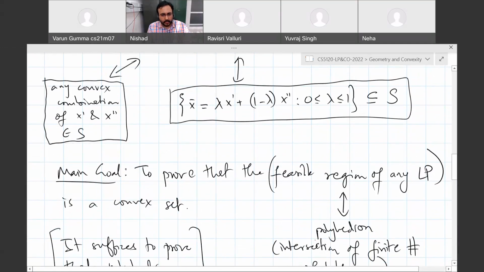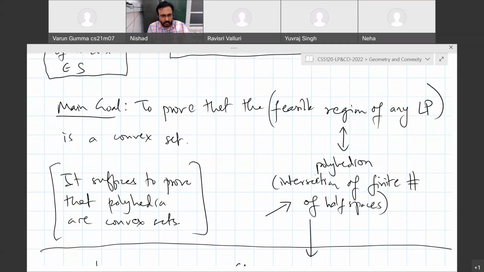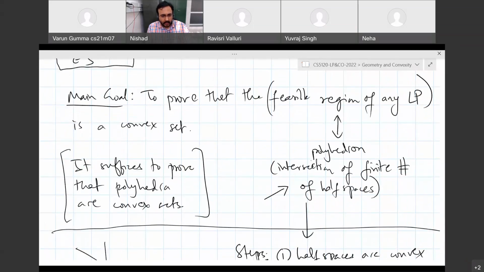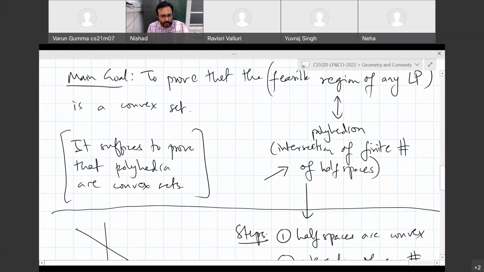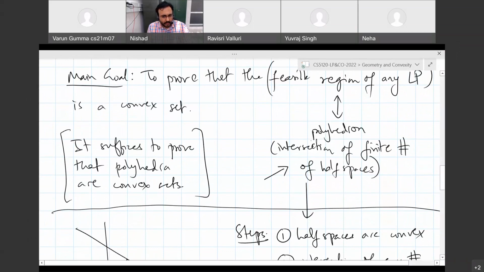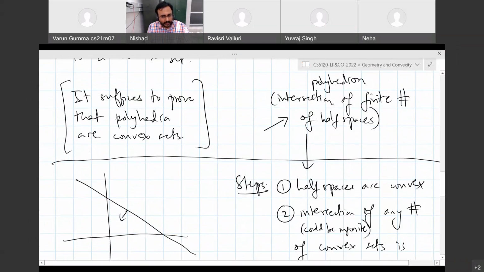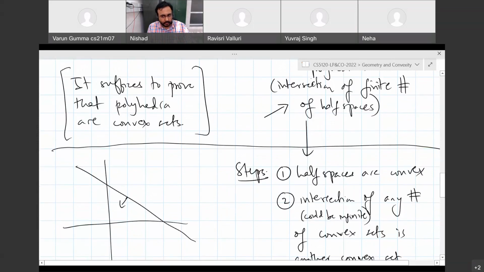Right. So, one of our main goals is to prove that the feasible region of any linear program is a convex set, which is the same as saying that all polyhedra are convex sets. And we noted that we just need to do two things, and that would be a very natural way to prove the statement. First, we would prove that all half spaces are convex. And second, we would prove that the intersection of any number of convex sets is another convex set. And that is sufficient to prove what we want to prove.